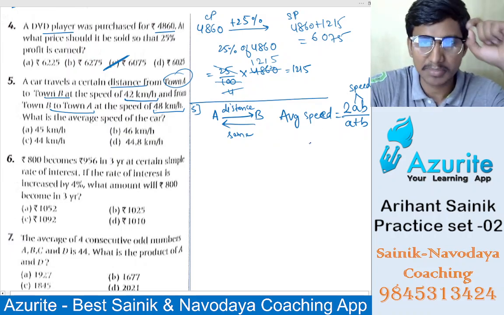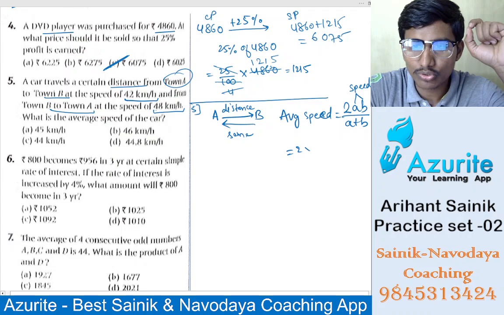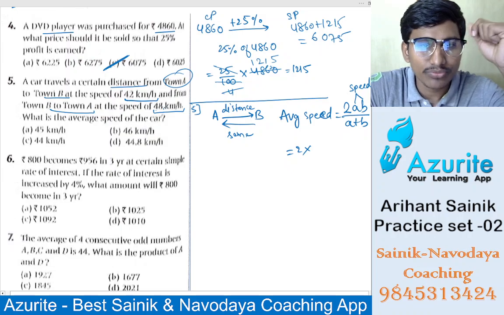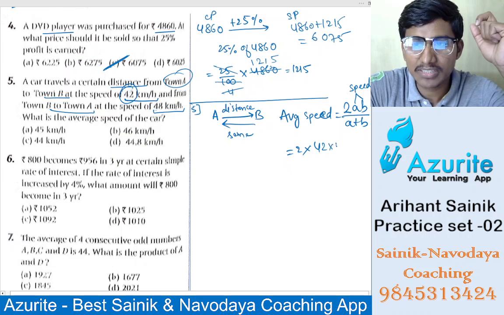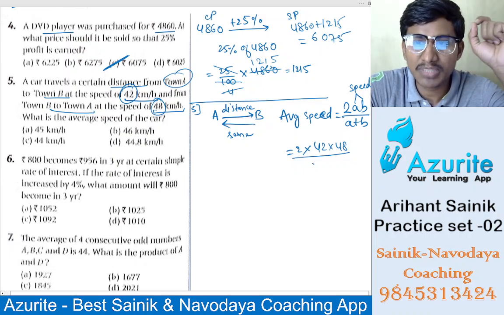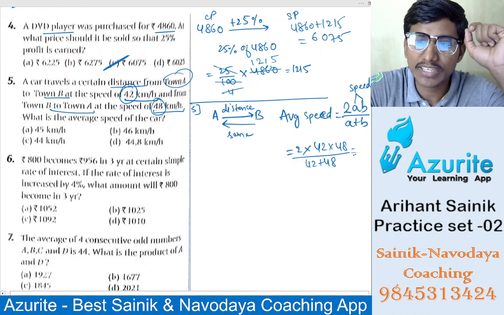A and b are speeds. So 2ab, that is 2 into the first speed, which is 42 kilometers, and the second speed, which is 48 kilometers, divided by a plus b, which means 42 plus 48. Now if you cancel it out, you will get the answer.